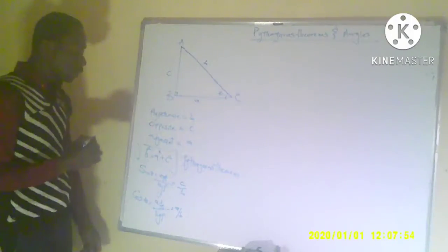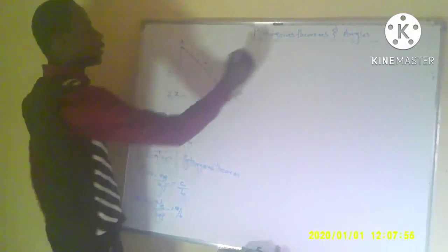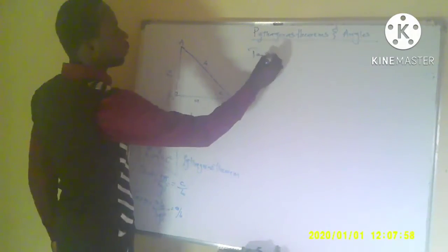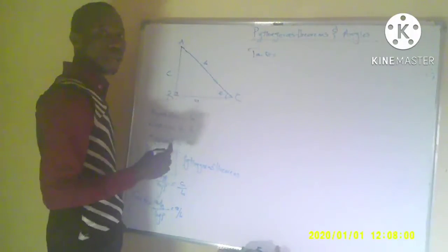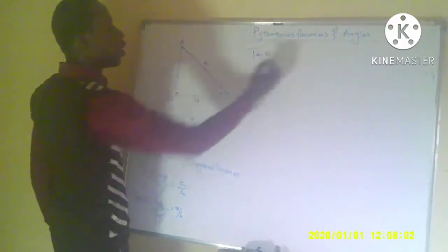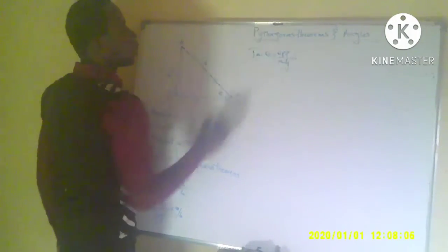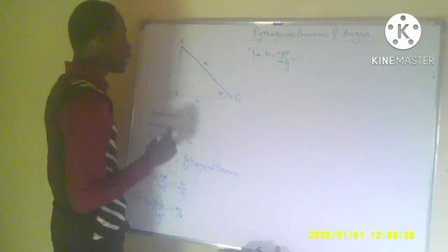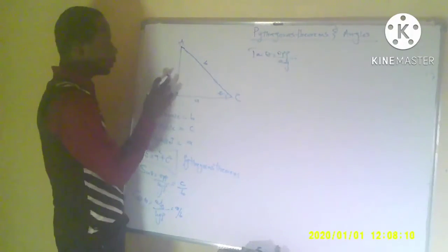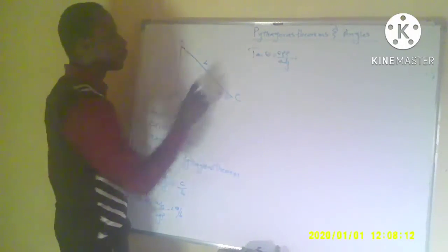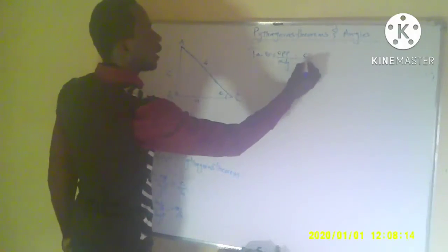Now the last one is tan theta. Remember from our previous video, our tan theta, using SOHCAHTOA, the TOA, is opposite over adjacent. What is the opposite side of this triangle? It is c. What is the adjacent side? It is a. So we have c over a.